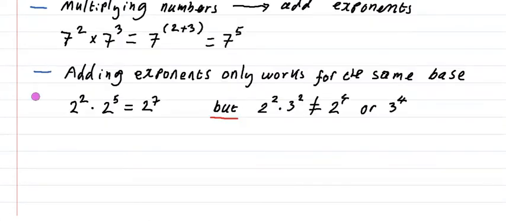And finally, we found that this rule only works when we have numbers with the same number base. So for example, we can work out 2 squared times 2 to the power of 5 equals 2 to the power of 7, but 2 squared times 3 squared does not equal either 2 to the power of 4 or 3 to the power of 4.